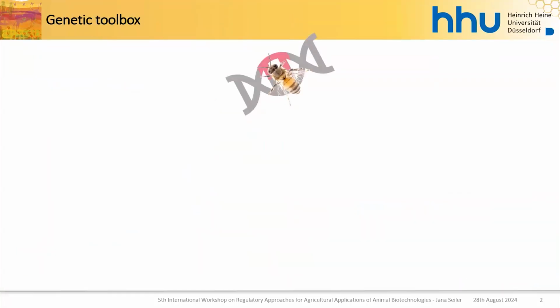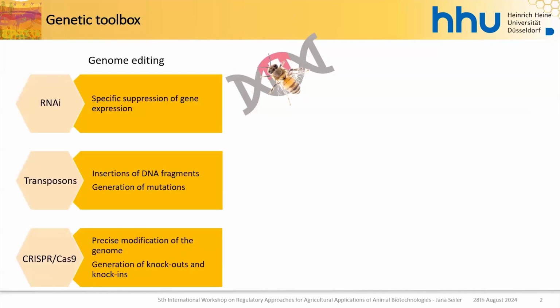Let's take a look at the genetic toolbox of the honeybee. Firstly, we have the editing methods. These include methods where we can switch off or down regulate genes or even introduce DNA sequences into the genome. To date, the following three methods have been firmly established in the honeybee.